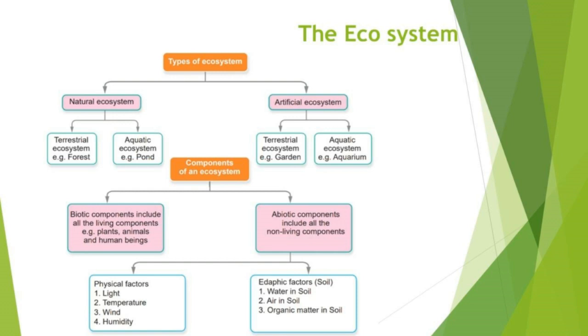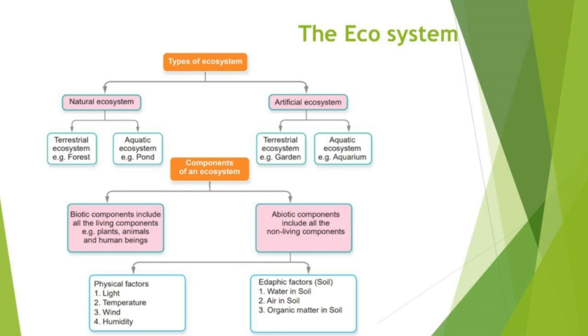The ecosystem. Ecosystem is a community of living and non-living things that work together. Each part of an ecosystem has a role to play. Any changes in the environment, such as increased temperature or heavy rain, can have a big impact on an ecosystem. Ecosystem can be either natural or artificial.